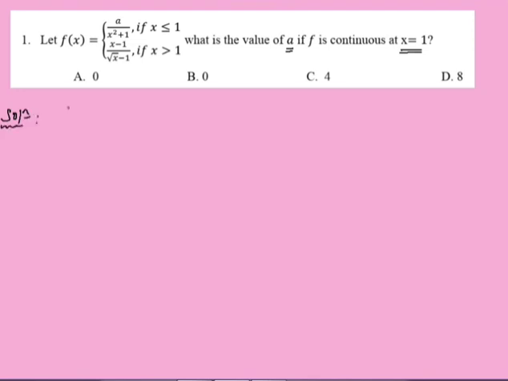The function is continuous at 1, meaning that the limit of the function as x approaches 1 from the left is the same as the limit of the function as x approaches 1 from the right. Both the left-hand and right-hand side limits must be the same so that the limit exists, and it should be the same as the functional value at 1. So this is, in short, the condition for the continuity of the function.